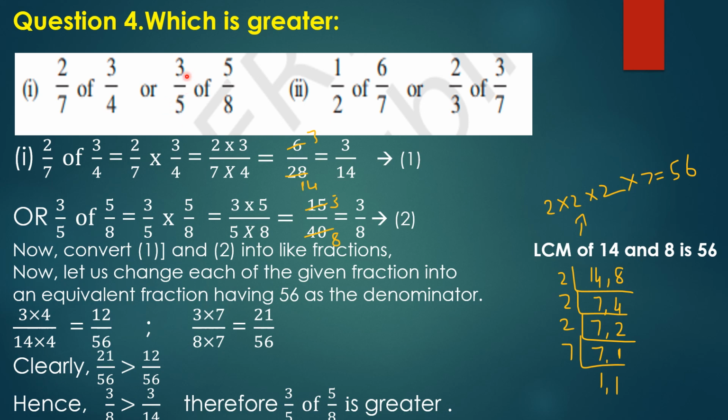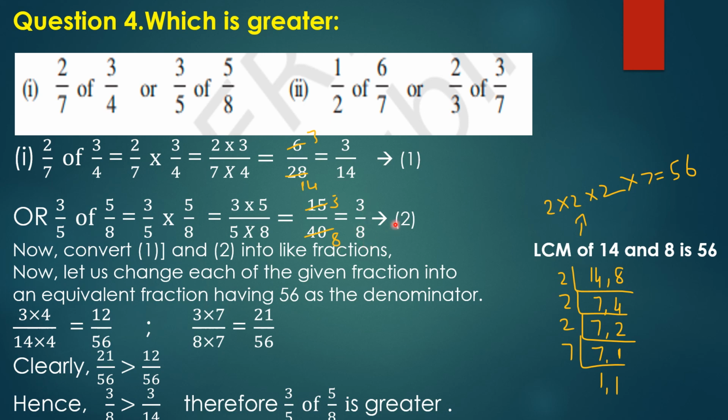And the second one, 3 by 5 of 5 by 8, which is equal to 3 by 5 into 5 by 8, equal to 3 into 5 divided by 5 into 8, which is equal to 3 5s are 15, 5 8s are 40. Therefore 15 divided by 40. Now 5 3s are 15, 5 8s are 40, which is equal to 3 by 8.